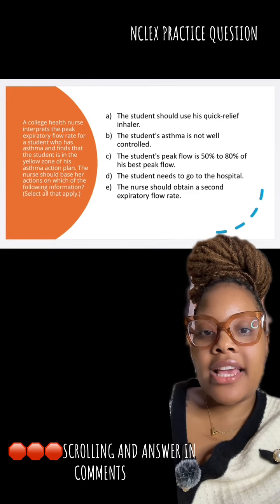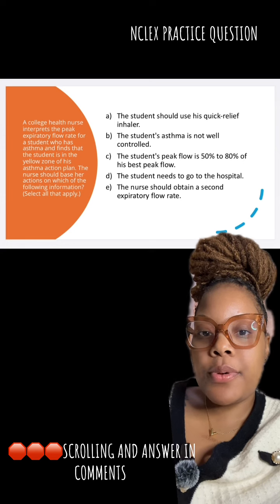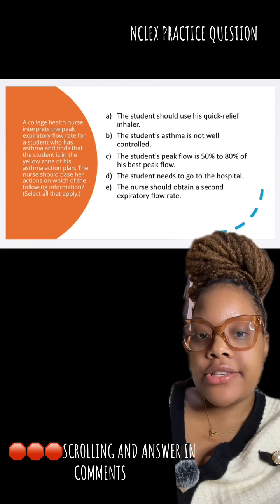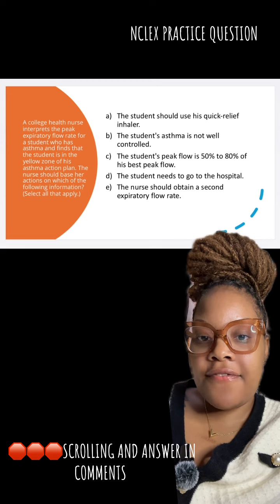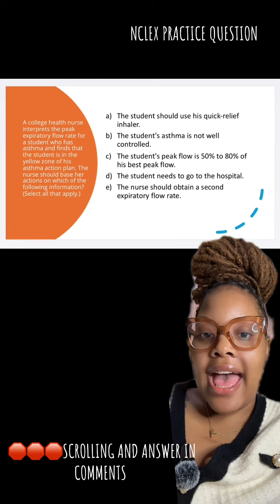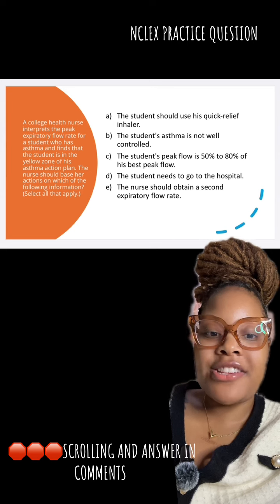So the question says a college health nurse interprets the peak expiratory flow rate for a student who has asthma and finds that the student is in the yellow zone of his asthma action plan. The nurse should base her actions on which of the following information.